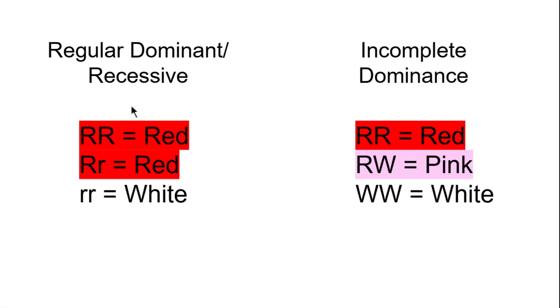We're going to go through a few of the differences here. In regular dominant and recessive, the capital letter represents the dominant trait, lowercase letter represents the recessive trait. As long as they have at least one capital letter, they're going to have the dominant trait. So in this case, both big R, and big R, little r are red. In incomplete dominance, you'll notice we use two different letters. We're going to talk about why in a minute. But instead of just having two phenotypes or two colors at the end, we have three. So instead of just red and white, we've got red, pink, and white.